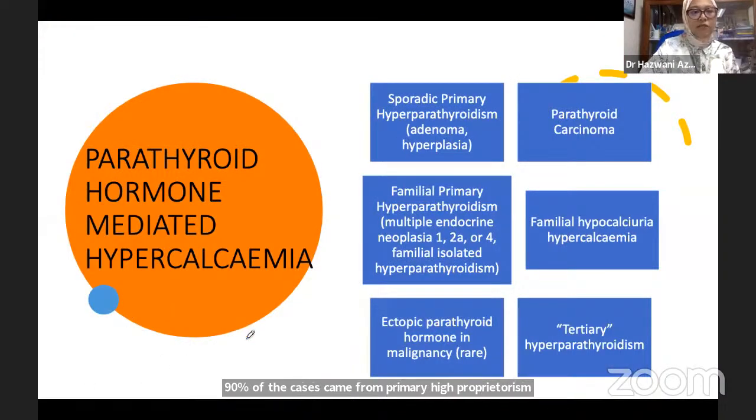So these are the causes of parathyroid hormone-mediated hypercalcemia. The most common one would be primary hyperparathyroidism, either in the form of sporadic or familial, where it is associated with other syndromes, for example, MEN. And then you will also have parathyroid carcinoma in less than 1% of the primary hyperparathyroid population. There is also an entity called familial hypocalciuric hypercalcemia, and also advanced chronic kidney disease patients that might come with tertiary hyperparathyroidism. And in very rare cases, you might find ectopic parathyroid hormone in certain malignancies.